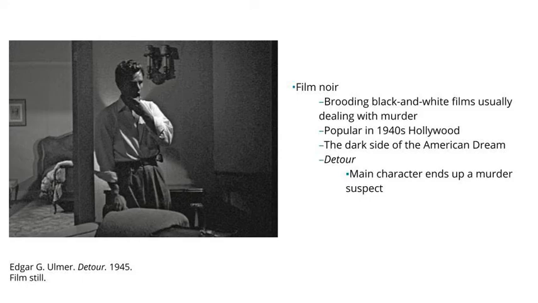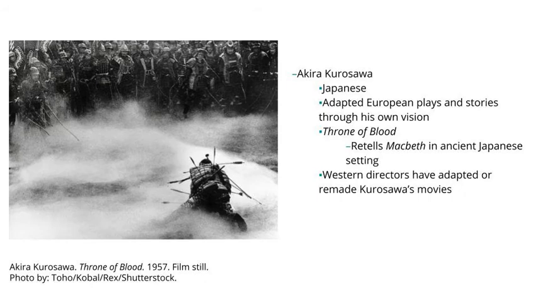There were some very successful and influential films from foreign directors as well. Akira Kurosawa was a Japanese director who adapted European plays and stories through his own vision and put them through the lens of his own culture. So this example is Throne of Blood, which retells Macbeth, but in an ancient Japanese setting. And Western directors have actually adapted his films and remade them in their own way. So it's kind of like him adapting it from the West and then the West adapting it from him and going back and forth, and just a little trade-off there.